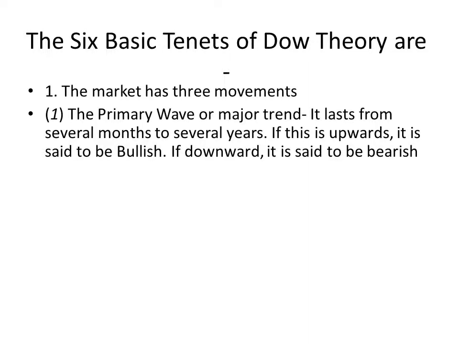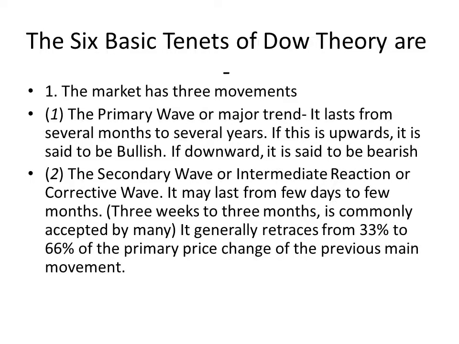There are six basic tenets of Dow theory. Now, all six are not properly listed in the study material. However, I have shortlisted it for you. First, the market has three movements. A primary wave, what is also called a major trend. It lasts from several months to several years. If this is upward, it is said to be a bullish trend. If it is downward, it is said to be a bearish trend.